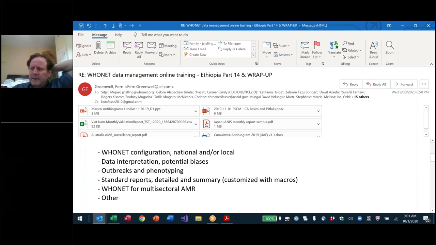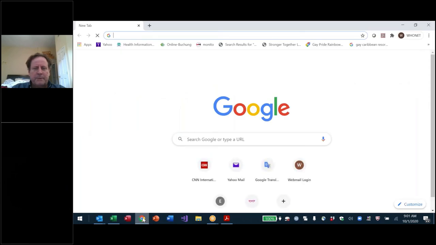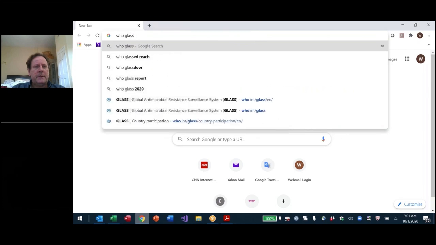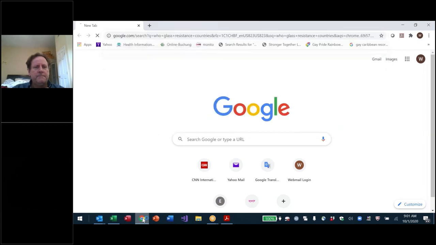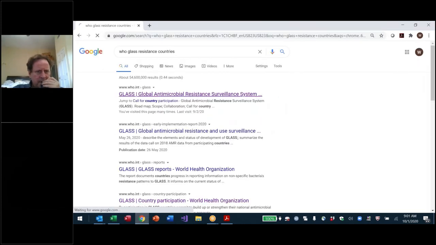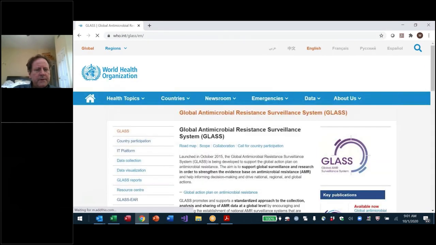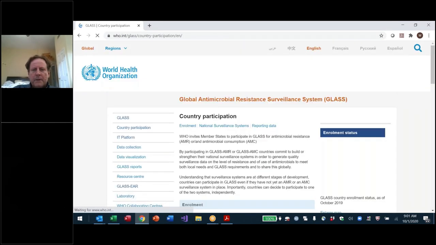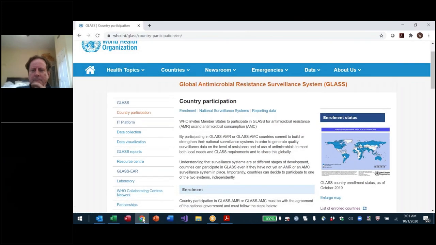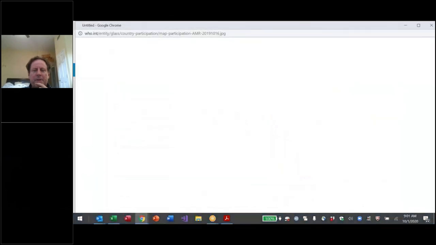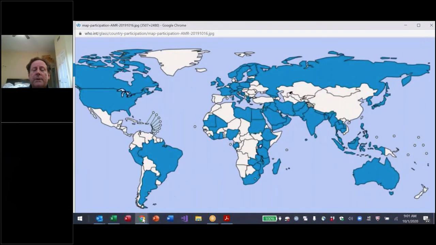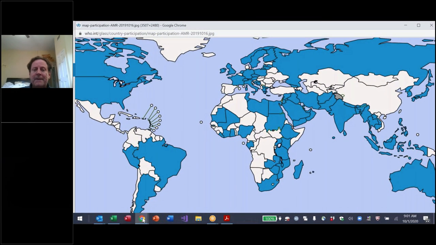Also, I did ask on a previous call, I forget, is Ethiopia a member of GLASS? I do recommend that you do that because it does open opportunities for training. If I say WHO GLASS, resistance countries, GLASS, and if I go to country participation, so I'm on the WHO website. Here you see a map. Enlarge map. Good, so Ethiopia is enrolled.